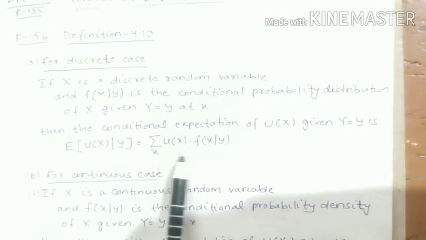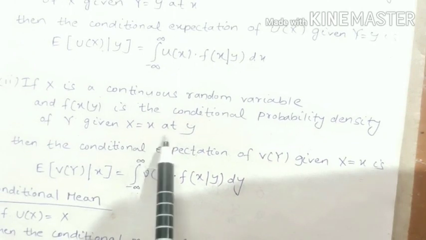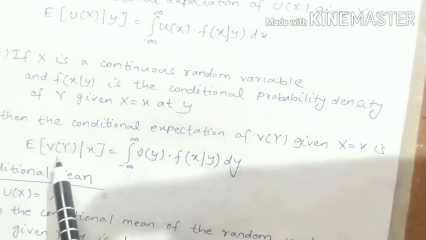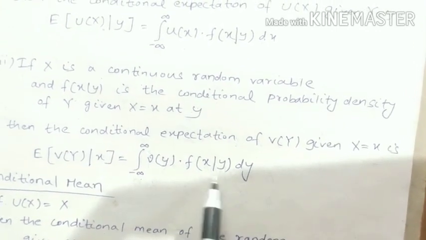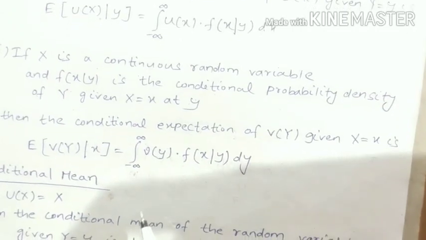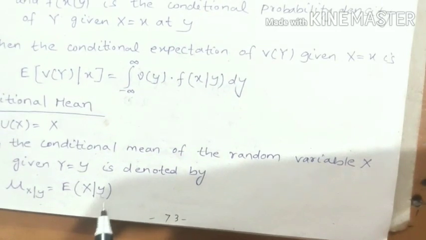Summation x into f of x given y. For the continuous case, integration can be taken. And for a continuous random variable, suppose f of y given x is the conditional probability density of Y given X equal to x. The conditional expectation E of Y given X is equal to the integral from minus infinity to infinity of y into f of y given x. Mu y given x equals E of Y given x.